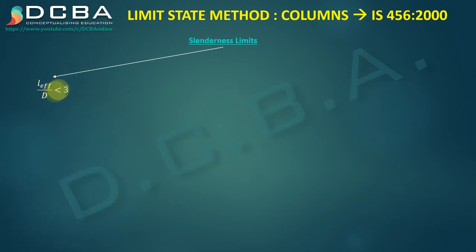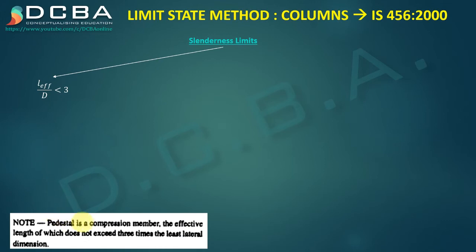and if that slenderness ratio is less than 3, then it is called a pedestal, because a pedestal is a compression member where the effective length does not exceed 3 times the least lateral dimension. So this D is the least lateral dimension. So let me draw a column here. This is a cross section of the column. This is D, this is B. So the least lateral dimension is the lesser of both of these values. So if that L effective by D is less than 3, it's a pedestal.